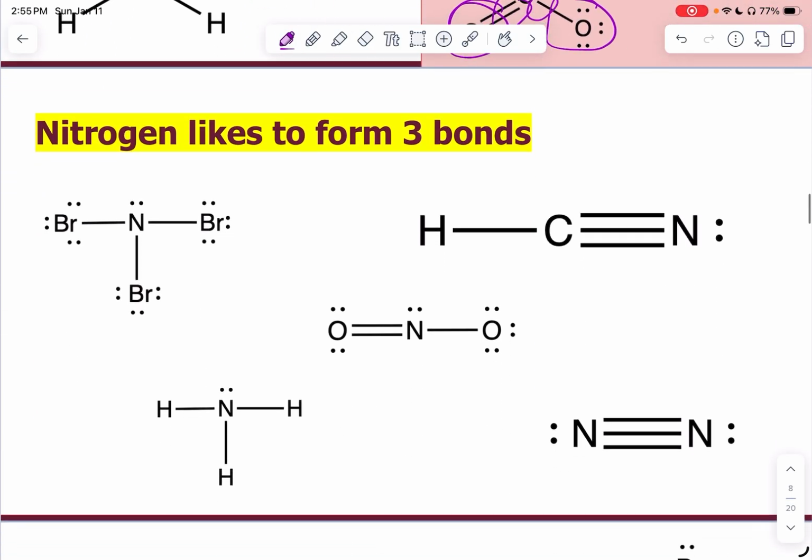All right, nitrogen likes to form 3 bonds. Here's nitrogen with 3 single bonds.